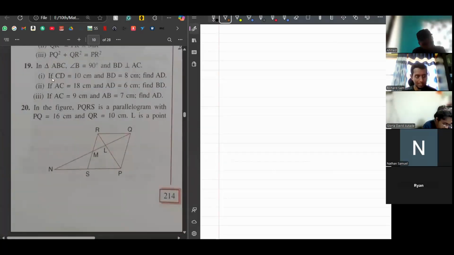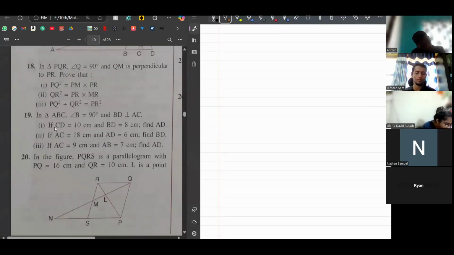In my book, it's 19. Okay, so look at this 19th question here. In triangle ABC, angle B is 90 degrees.